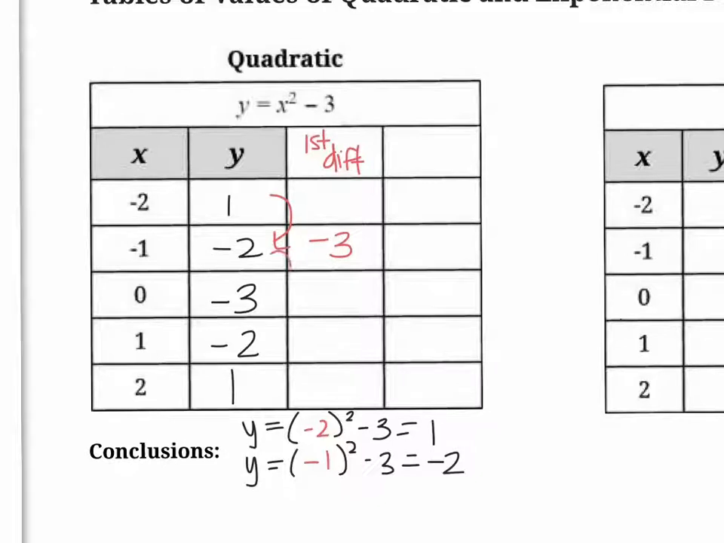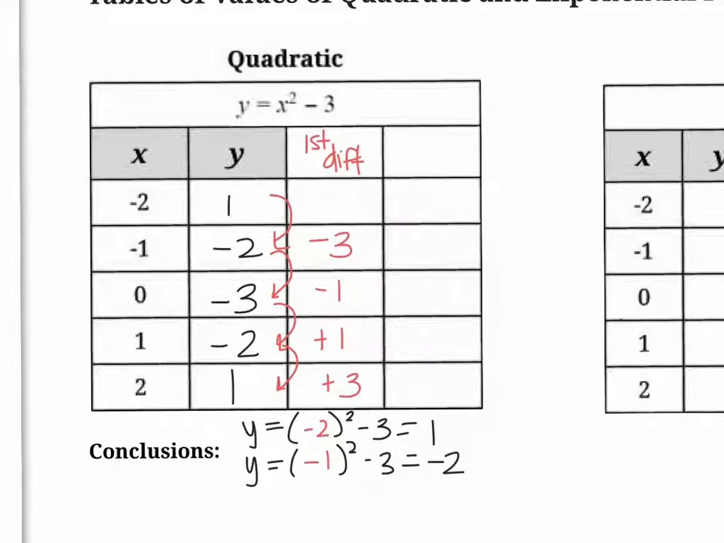How do I go from -2 to -3? We're going to subtract 1. Again, another way to do it is -3 minus -2, we get -1. And then continue on. How do I get from -3 to -2? We add 1. How do I get from -2 to 1? We add 3. So as you can see, the first differences are not the same.